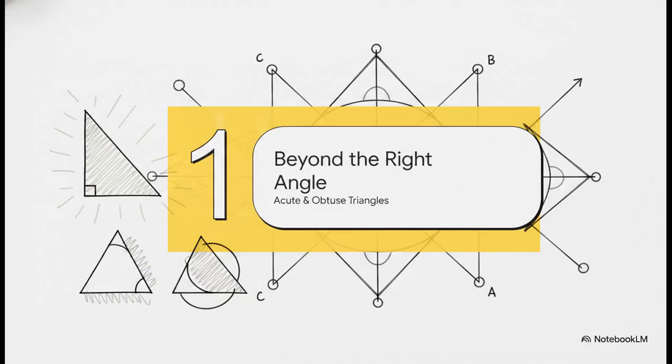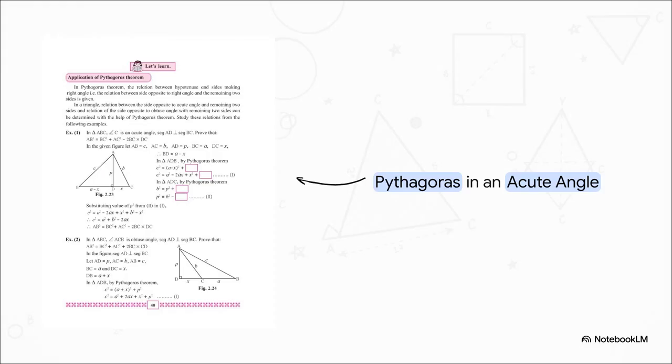Let us begin. Section 1. Beyond the right angle, acute and obtuse triangles. We are all very familiar with the standard Pythagoras theorem, right? It is the backbone of geometry for perfect 90-degree angles. But what happens when that angle shrinks? Let us look closely at this figure.